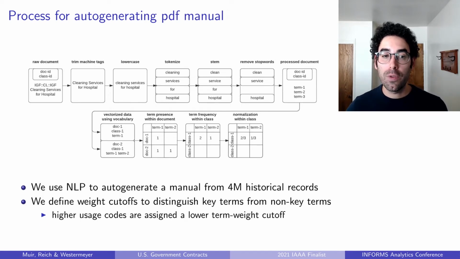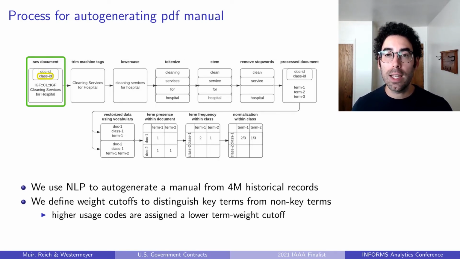So the way that we auto-generate this PDF manual is we use natural language processing on those 4 million historical records. And so if you imagine starting with, take just one document, the raw document is going to have an ID associated with it. It's going to have the ID of the code that's associated with it. So that's the class ID. It may have some embedded tags that are not of interest and we want to process those out. And then it's going to have a description. So in this case, imagine cleaning services for hospitals as a description.